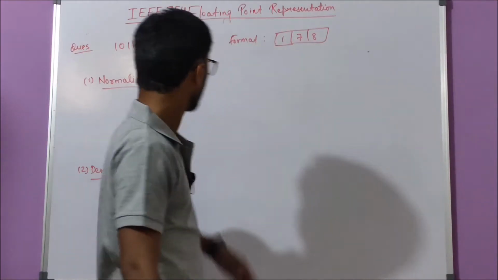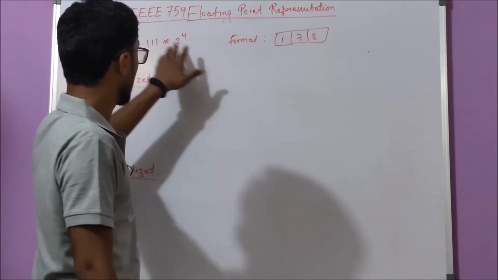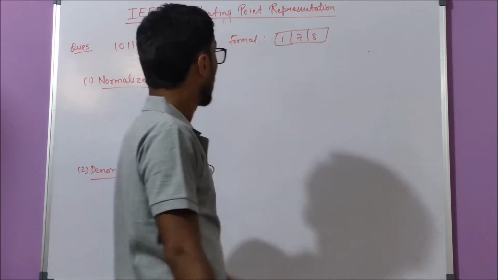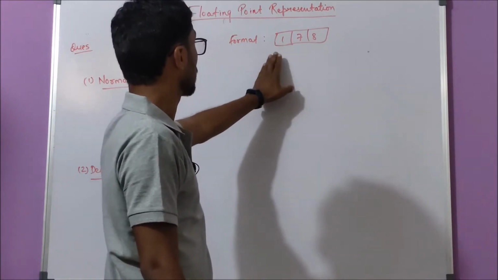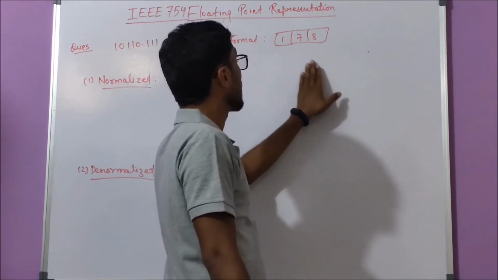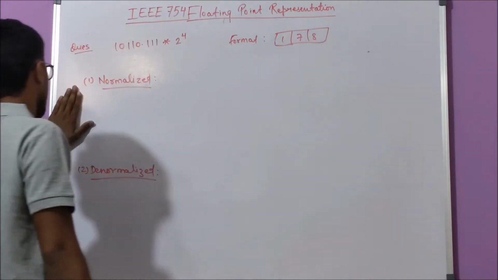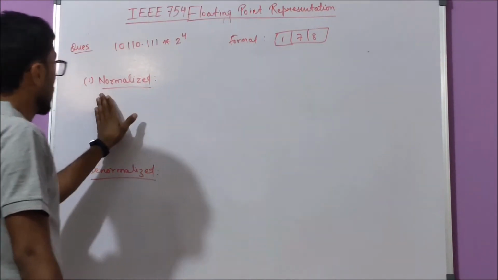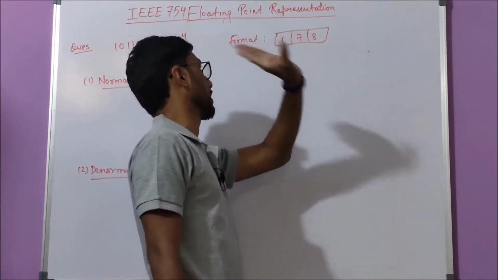The next question is: 1011.111 into 2 की पावर 4, a floating point number is given, and the format is given as 1, 7, 8, where length of sign bit is 1, length of modified exponent is 7, and length of mantissa is 8, and we have to solve that: convert this into normalized form and denormalized form using this format.